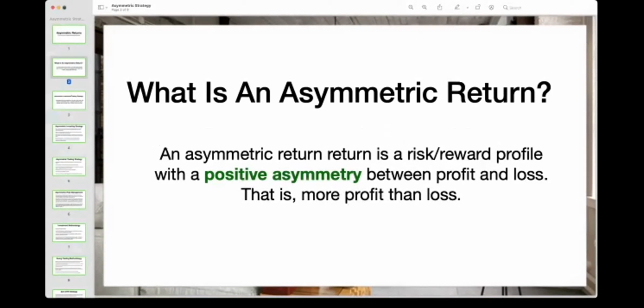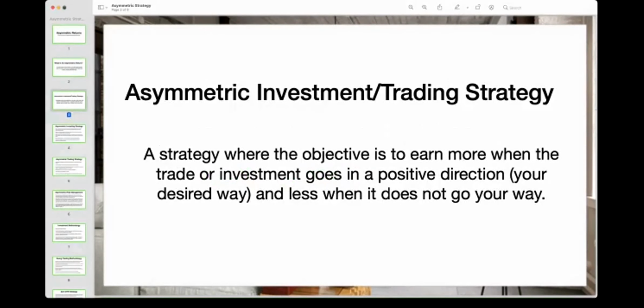So what is an asymmetric return? Kind of said this already. An asymmetric return is a risk reward profile with a positive asymmetry between profit and loss. That is more profit than loss. Of course, I said that in many different ways. Now, for us, we have asymmetric investment and trading strategies, right? So there's no one way to get there, and there's no one style to get there. For our services, I try to cover two basic strategies: investing long-term, and then trading short-term.